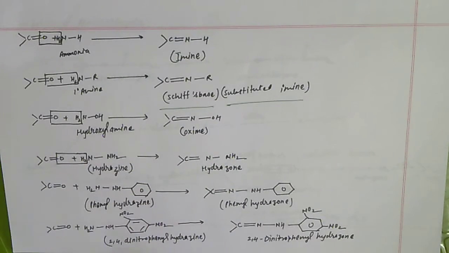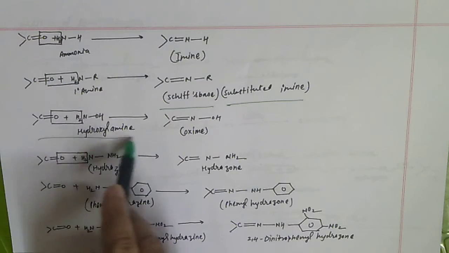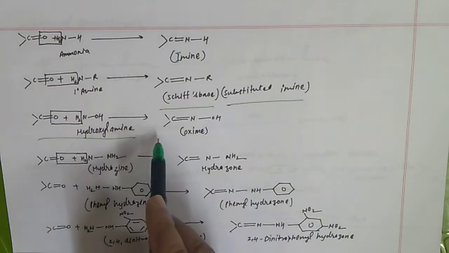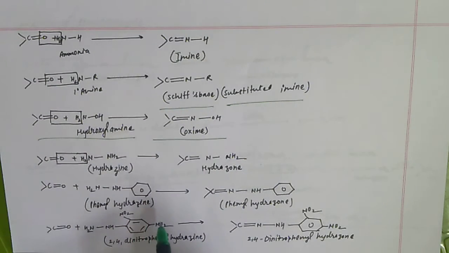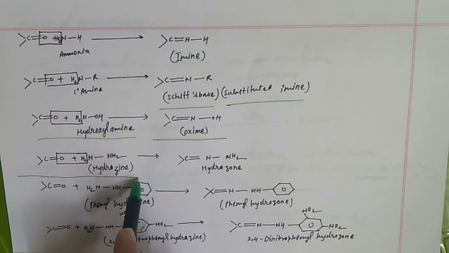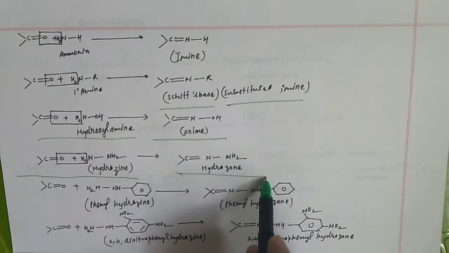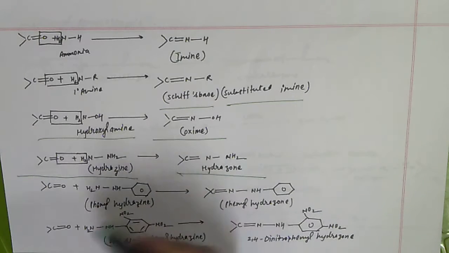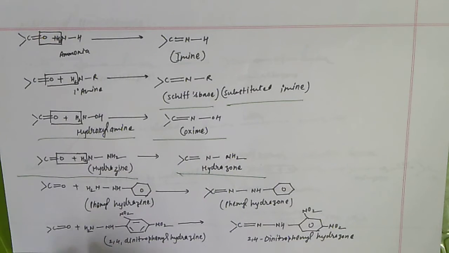Now the next one is hydroxylamine. If you are heating the carbonyl compound with hydroxylamine, it will give the oxime. Lastly, if you are heating a carbonyl compound with hydrazine, it will give the hydrazone. The reaction is very easy. In all the cases we are just removing a water molecule.